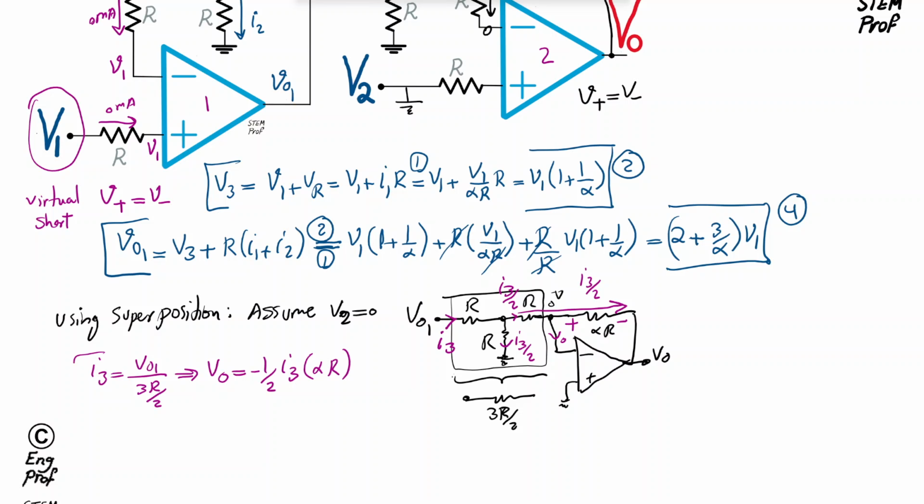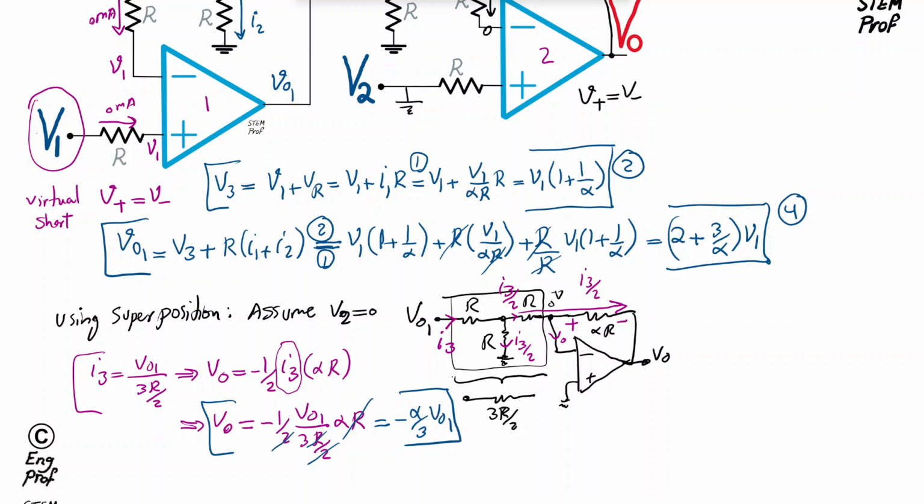So substituting for I3 from this equation that we have, we can say the contribution of the voltage coming from the first stage when V2 is absent is simply then minus 1 over 2 V out 1 3 R over 2 alpha R. So I just substituted for I3 from this equation. And as a result of that, we can see R cancels, 2 cancels, and we basically just get minus alpha over 3 V out 1. That is the value for, let's say, the voltage V out.